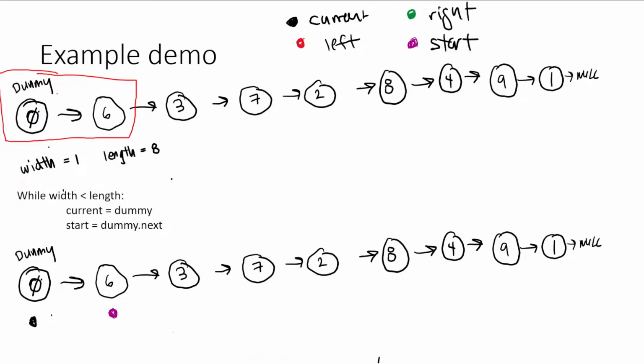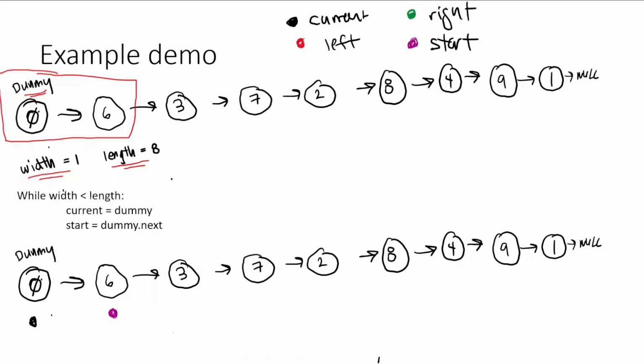We're going to have the dummy node. This is going to be the variable called dummy. And we're going to point it to this location. And so we're going to create, we know the width in the very beginning is 1, the length is going to be 8. We're going to initialize our loop.